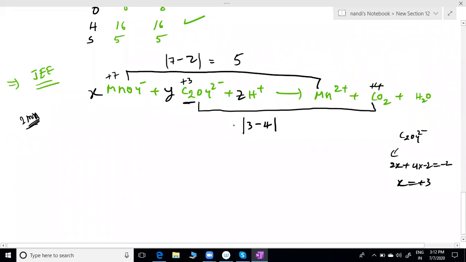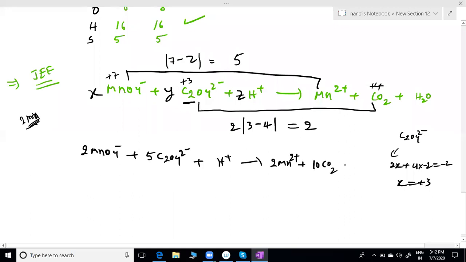Okay, 2 carbons, so I'm multiplying by 2. So how much will the n factor be here? 2. What I told you about n factor: you have to exchange the n factors. So write 2 MnO4 minus plus 5 C2O4 2 minus plus H plus, you can keep like that. Then balance: left side 2 Mn is there, so 2 Mn2 plus, and 5 into 2, 10 CO2, plus H2O.